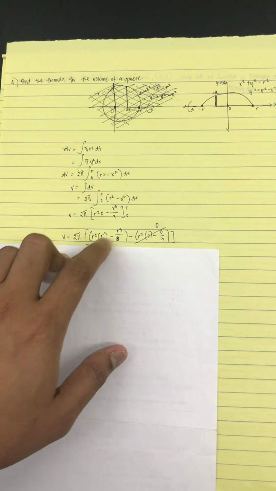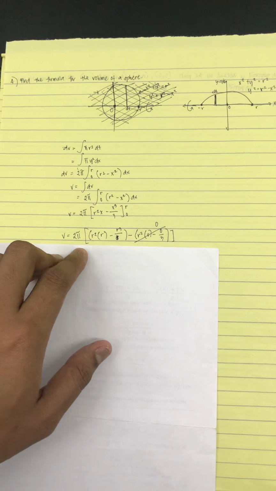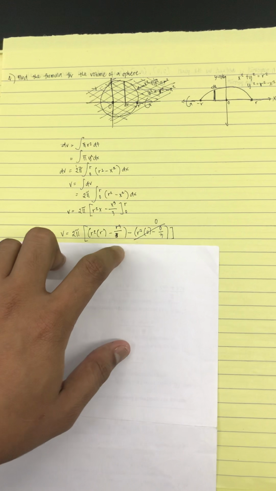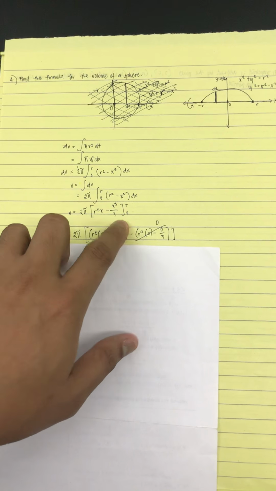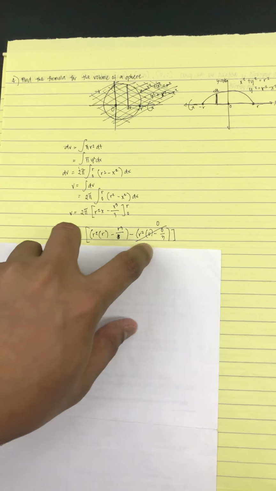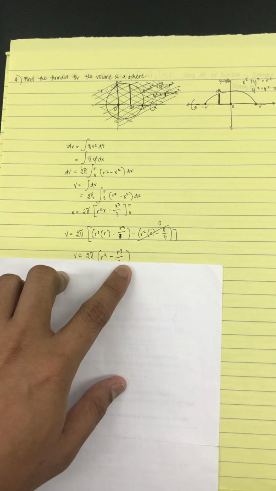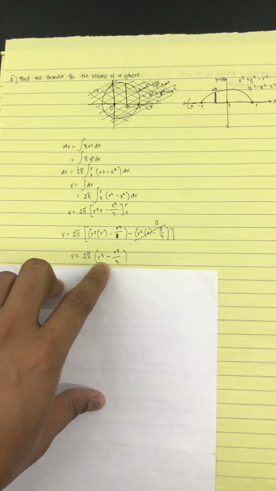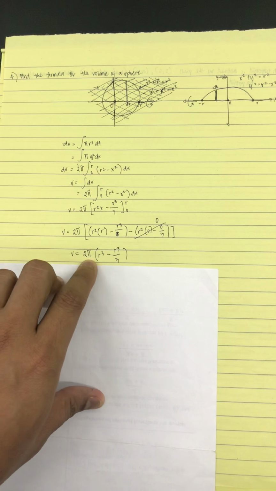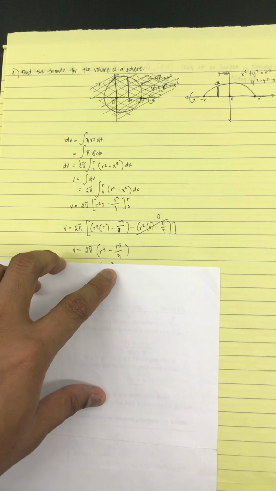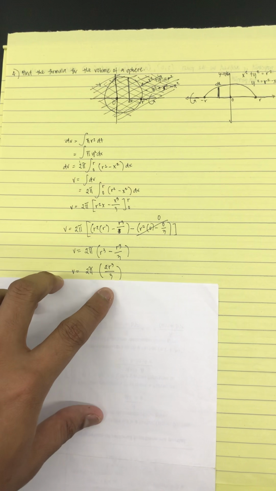And so we replace x with r. So we have 2 pi times the quantity of r squared times r minus r cubed over 3, minus the lower limit, r squared times 0 minus 0 over 3. So this will become 0, and we are now left with 2 pi times the quantity of r cubed minus r cubed over 3. We can simplify this further by combining like terms. So r cubed minus r cubed over 3 becomes 2r cubed over 3.